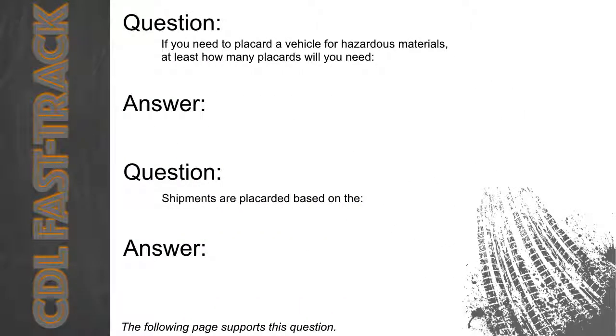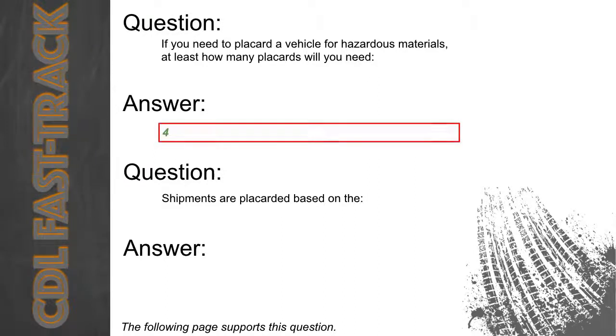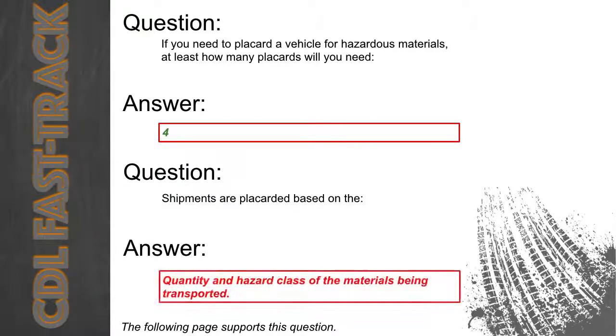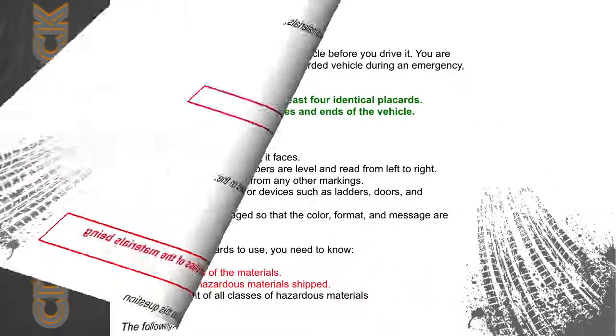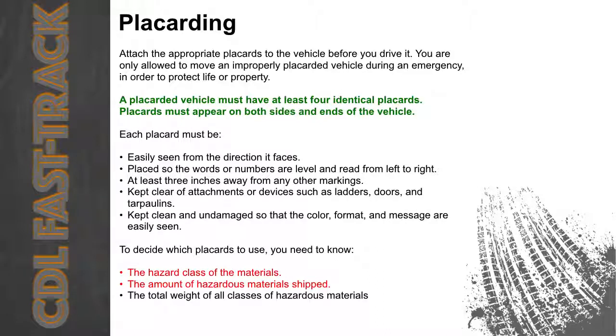If you need to placard a vehicle for hazardous materials, at least how many placards will you need? Shipments are placarded based on the hazard class. Placarding. Attach the appropriate placards to the vehicle before you drive it. You are only allowed to move an improperly placarded vehicle during an emergency in order to protect life or property. A placarded vehicle must have at least 4 identical placards.